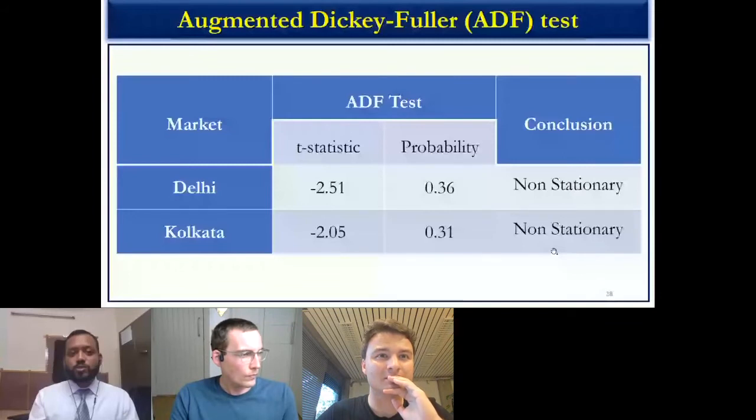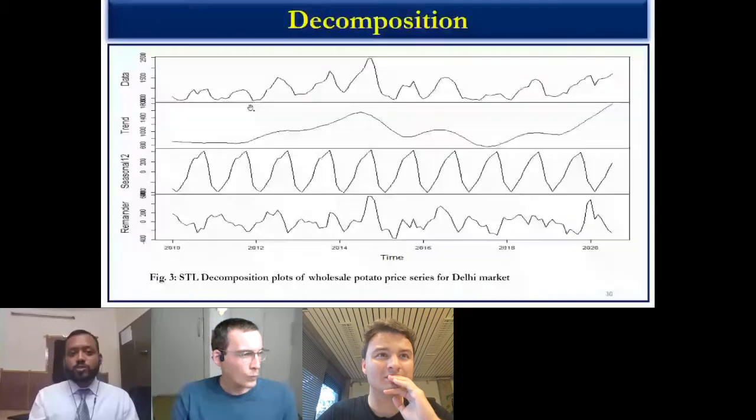So this is the plot of the decomposition of the original price series, where the data is decomposed into trend, seasonal, and remainder using the STL decomposition method for the Delhi market, and similar lines for the Kolkata market. We can easily see it is showing seasonality.